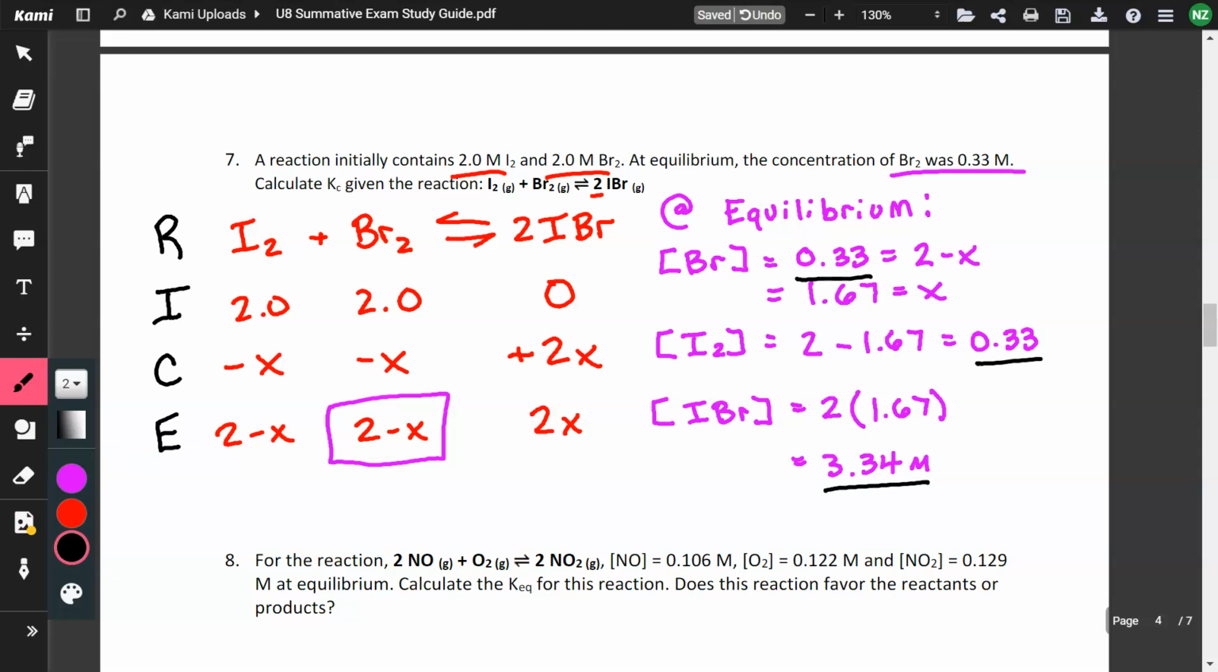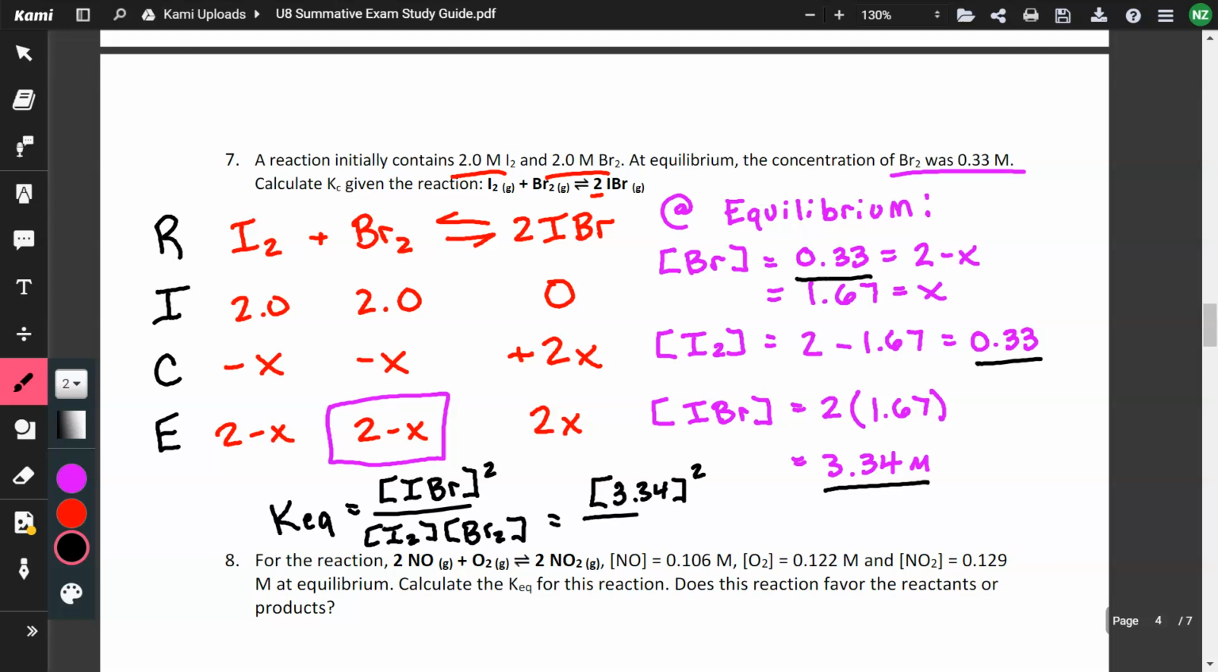Now we can plug into our Keq expression. Products over reactants. So IBr squared over I2 times Br2. So 3.34 squared over 0.33, 0.33. And when you do the math here, you should get 1.0 times 10 to the second.